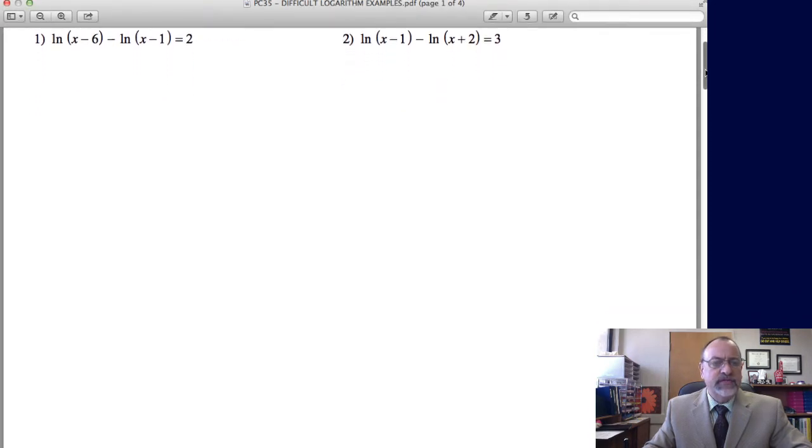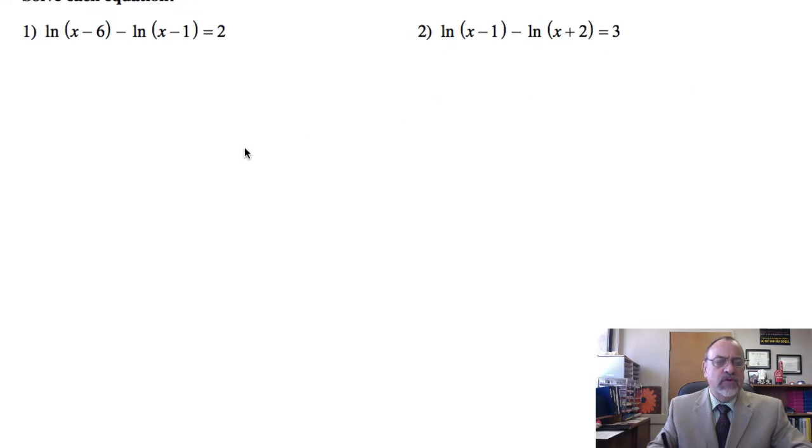We're going to take a look at this first equation, and we're asked to solve it. And again, I notice it's a natural log, and I notice I have multiple logarithms, so I'm going to need to use my properties of logarithms to get that down to a single logarithm and then change it to exponential. So let's do that first.